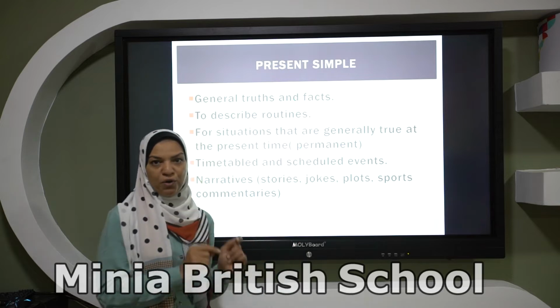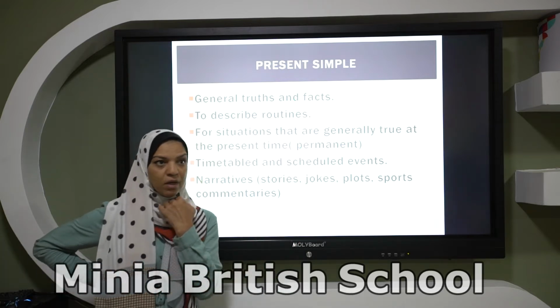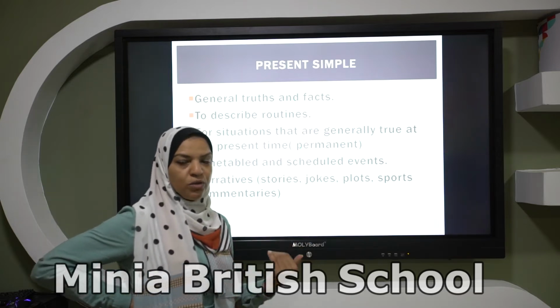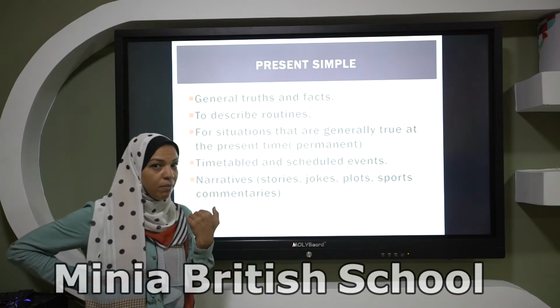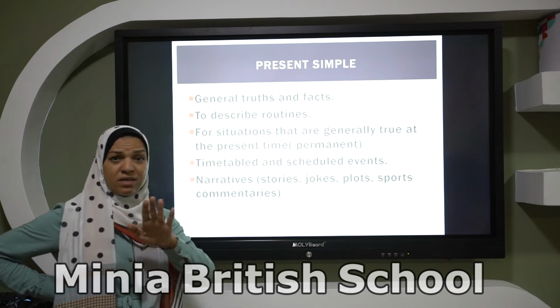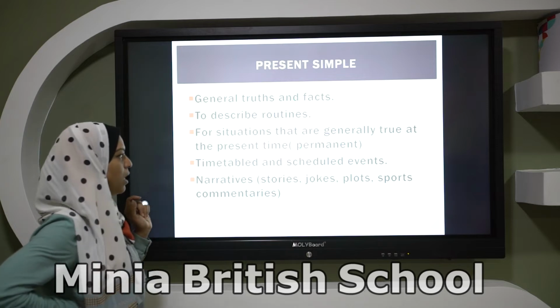So all of the permanent states, for example, I speak 3 languages. Speaking 3 languages is not going to change soon. They are not going to be minimized into 2, for example. So it's logical to use, for permanent states, things that are stable, that will not change soon, we use the present simple.